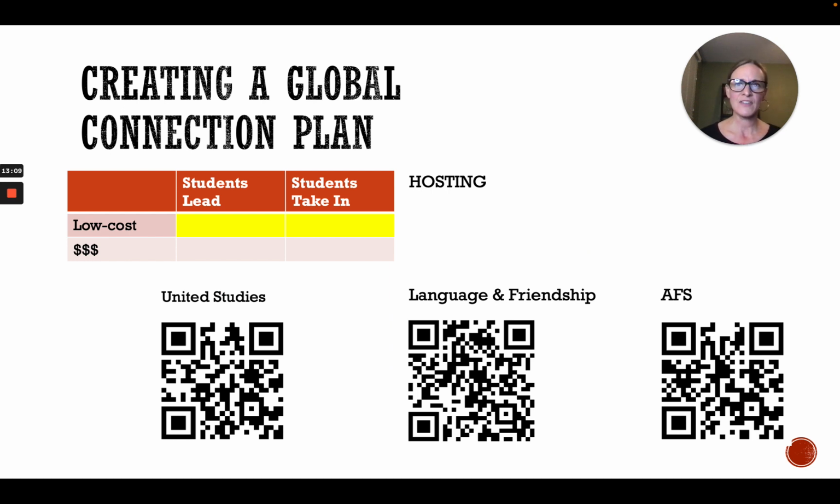So then I thought, okay, here we go. I need to add in some more. I also understood that things that I think are a little bit more student-led, other teachers might think, no, I want to lead that, and vice versa. So I made a new grid where I kind of merged those two. The first thing that I really wanted to expand on was my hosting program.